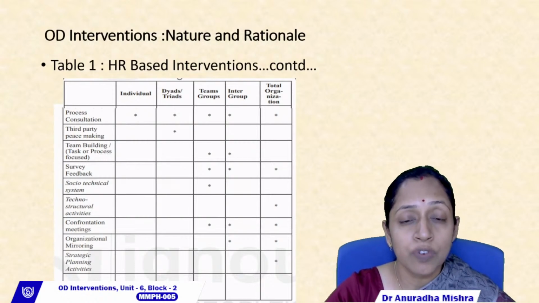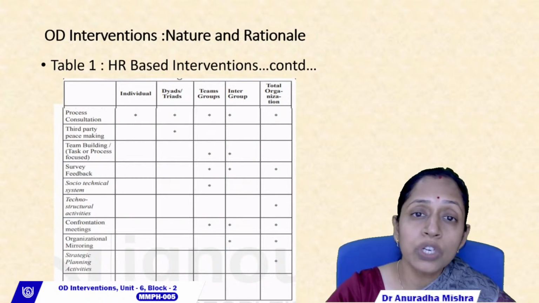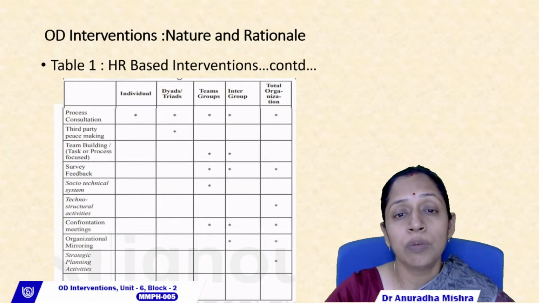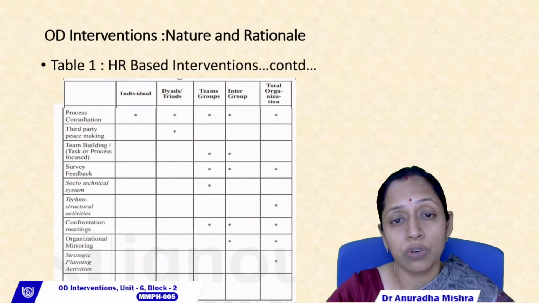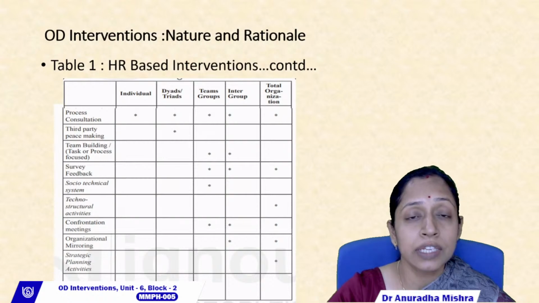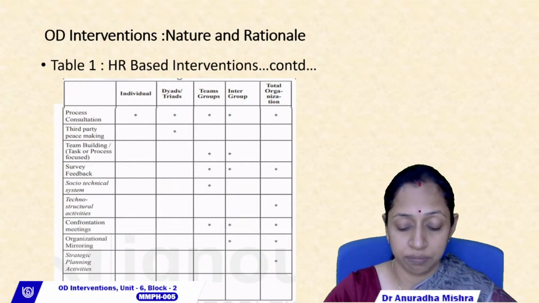Organizational mirror focuses on intergroup and total organization. Then strategic planning focuses on the total organization. And life planning and career planning focus on individuals.